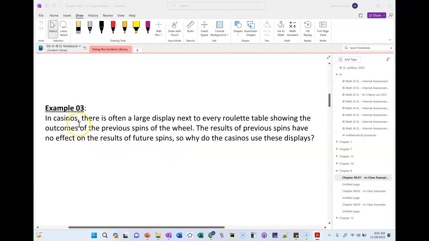Okay. In casinos, there's often a large display next to every roulette table showing the outcomes of the previous spins of the wheel. The results of the previous spin have no effect on the results of future spins. So why do casinos use these displays? What's that? When you say they, who do you mean? Okay. Yeah, it's to trick you as the gambler, right? Into thinking that, oh, red's come up 6 times in a row, I'm going to bet black. I'm getting an edge. You're getting no edge. The probability has not changed.